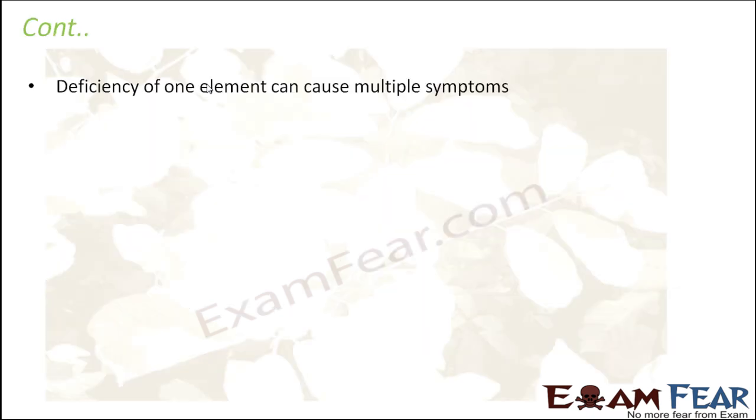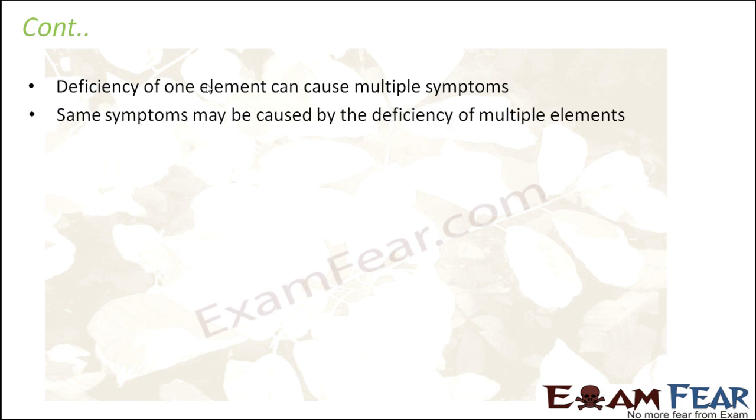So what we conclude is that deficiency of one element can cause multiple symptoms. For example, if there is less nitrogen, the plant will have retarded growth, that is one consequence. The leaves will also turn yellow in color, that is the second consequence. So deficiency of one element can cause multiple symptoms. Similarly, the same symptom can be caused by deficiency of multiple elements. For example, take retarded growth. Retarded growth can happen due to deficiency of nitrogen. Again, retarded growth can happen due to deficiency of phosphorus. So the same symptom may be caused by deficiency of multiple elements.